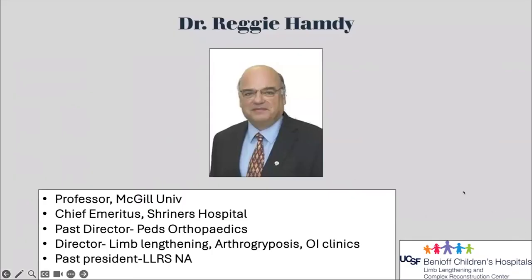Reggie is a professor at McGill University, the chief emeritus at the Shriners Hospital in Montreal, and the past director of pediatric orthopedics at McGill. He's also the director of the Limb Lengthening Clinic, the Arthrogryposis Clinic, and the Osteogenesis Imperfecta Clinic at the Shriners in Montreal, and the past president of LLRS North America, the Limb Lengthening Reconstruction Society of North America. So Reggie's going to talk about limb optimization for severe congenital limb differences.